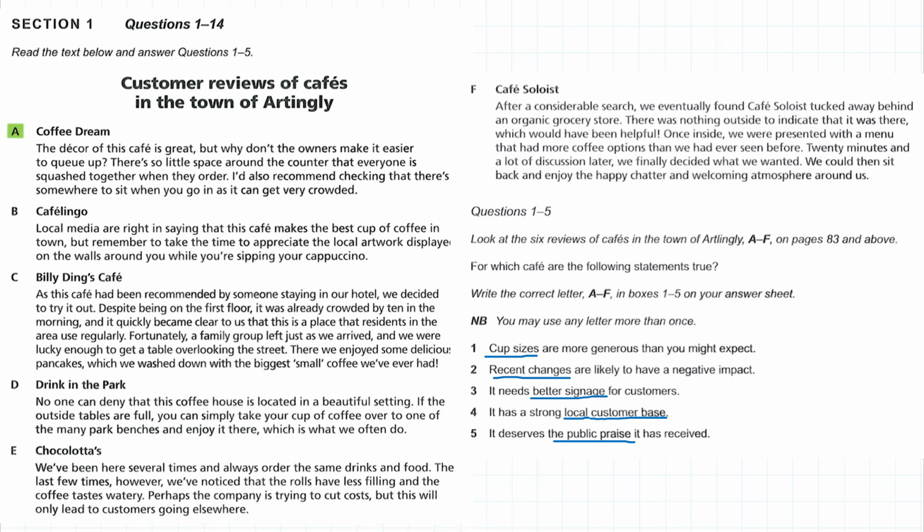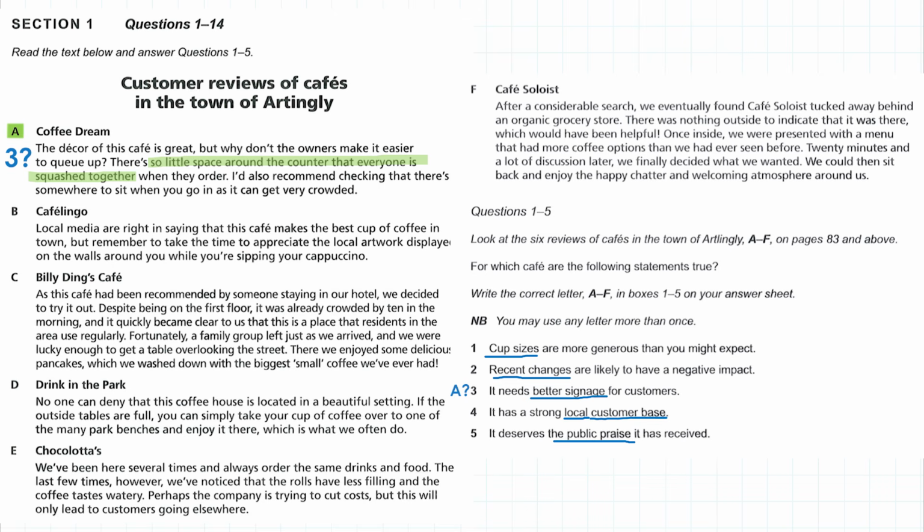And here we see this sentence that there is little space around the counter, everyone is squashed together. So I wonder, does it mean that it needs better signage? Number 3, because it sounds like maybe customers don't know where to queue. I would say I put a question mark. So 3 question mark. Let's say we're not sure, because usually signage is outside.